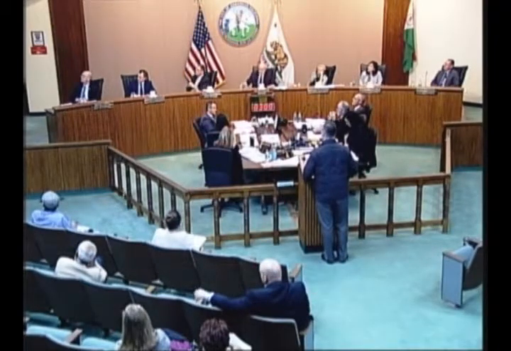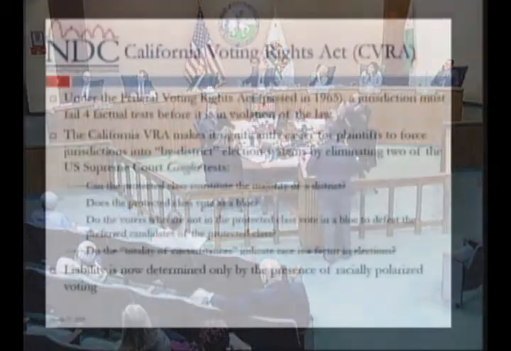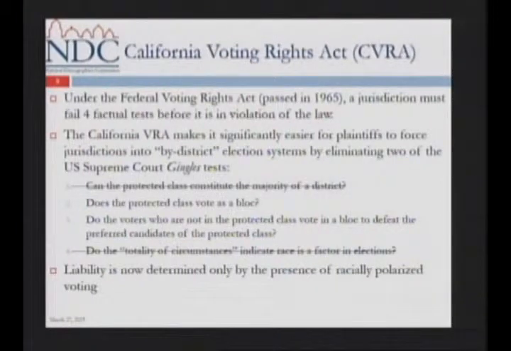So as you heard, one of the major concepts we have to talk about when we're drawing up maps is the California Voting Rights Act. One of the major changes you see from the California Voting Rights Act compared to the Federal Voting Rights Act is that the California act got rid of two tests within the Federal act that made it virtually impossible, at least to date, to defend a lawsuit or a claim under the California Voting Rights Act.